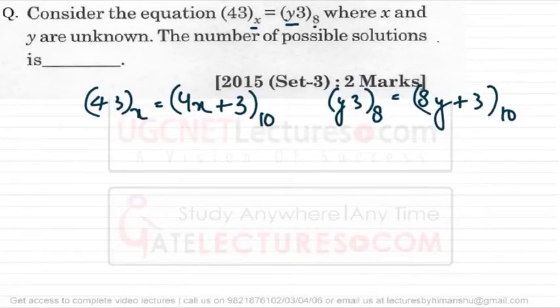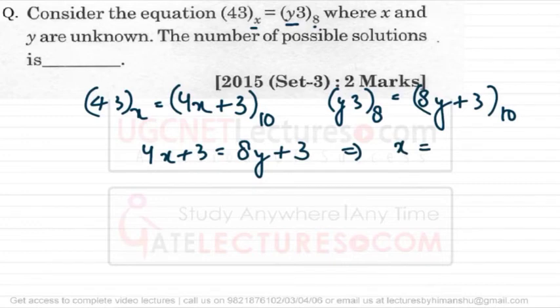Now I'm going to equate them. So 4x plus 3 is going to be equal to 8y plus 3. So what we get from them is x must be equal to 2y. Okay, so now you know how many possible solutions there are, how many valid values of x and y are going to be there. There can be an infinite number of values, right? If you take x is equal to 1, y is going to be 0.5, though 0.5 is not a valid base, but that's a different matter. We're just talking about the values of x and y. If you take x as 2, y is going to be 1. So there are going to be an infinite number of solutions.